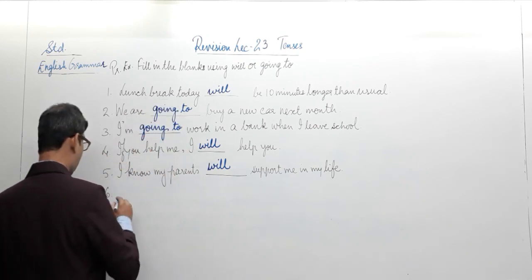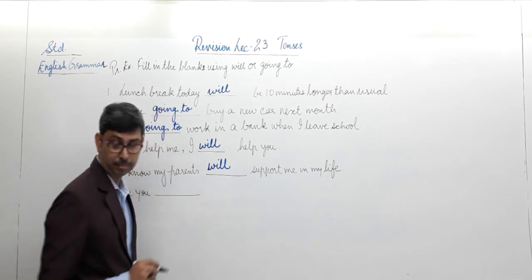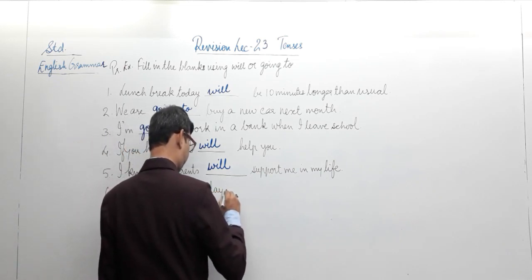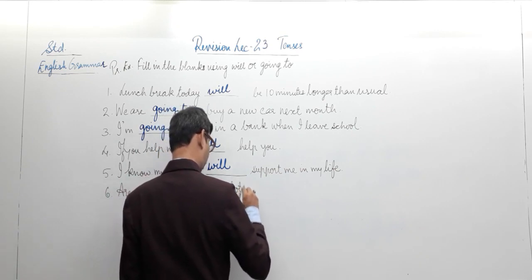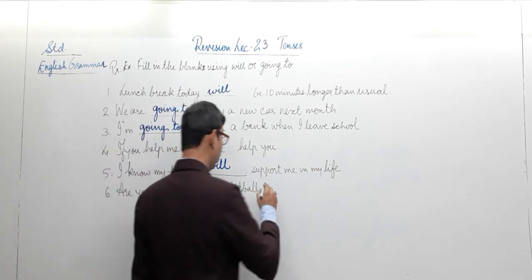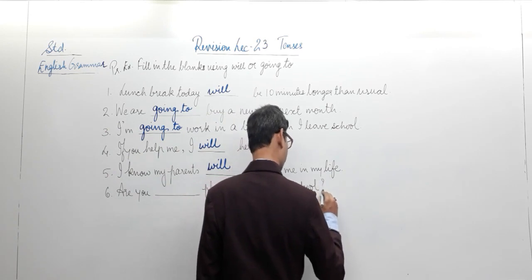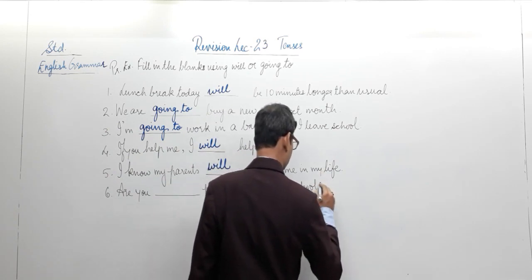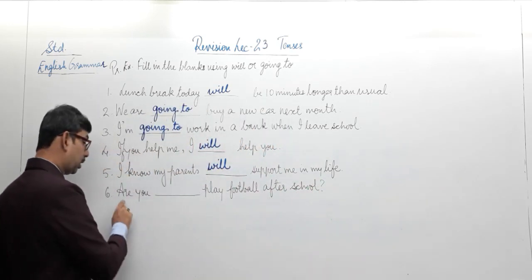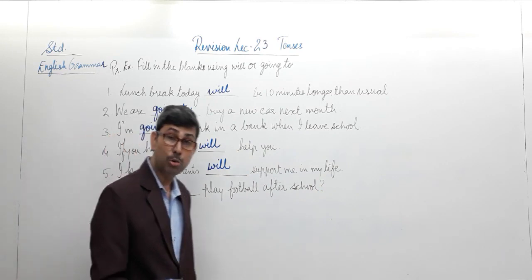Asking a question, are you dash, are you dash play football after school? So a question is being asked over here, someone about playing football after school. Well, it begins with the auxiliary verb. Are you? Can I write are you will play? Can I say are you will play? Well, that sounds so weird, isn't it?